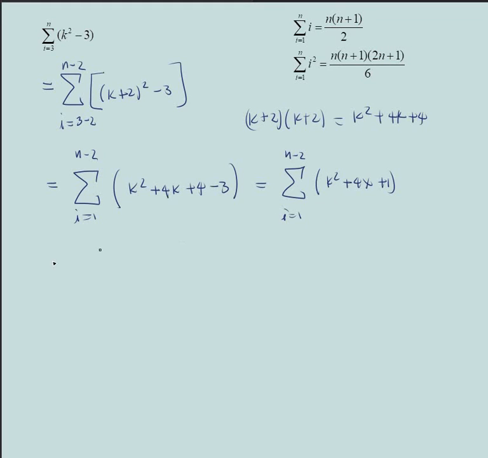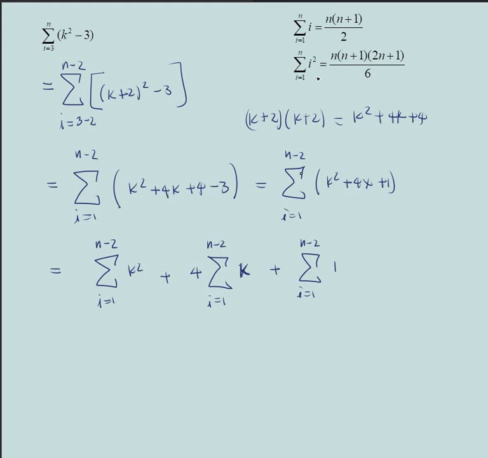Okay, now we can do different summations here, individual, let's say. Let's do that in a second. Okay, now we have here our three summations. One for k squared, one for k, and one for 1. Actually, this is supposed to be a k, not an x. Okay, one for k and one for 1.